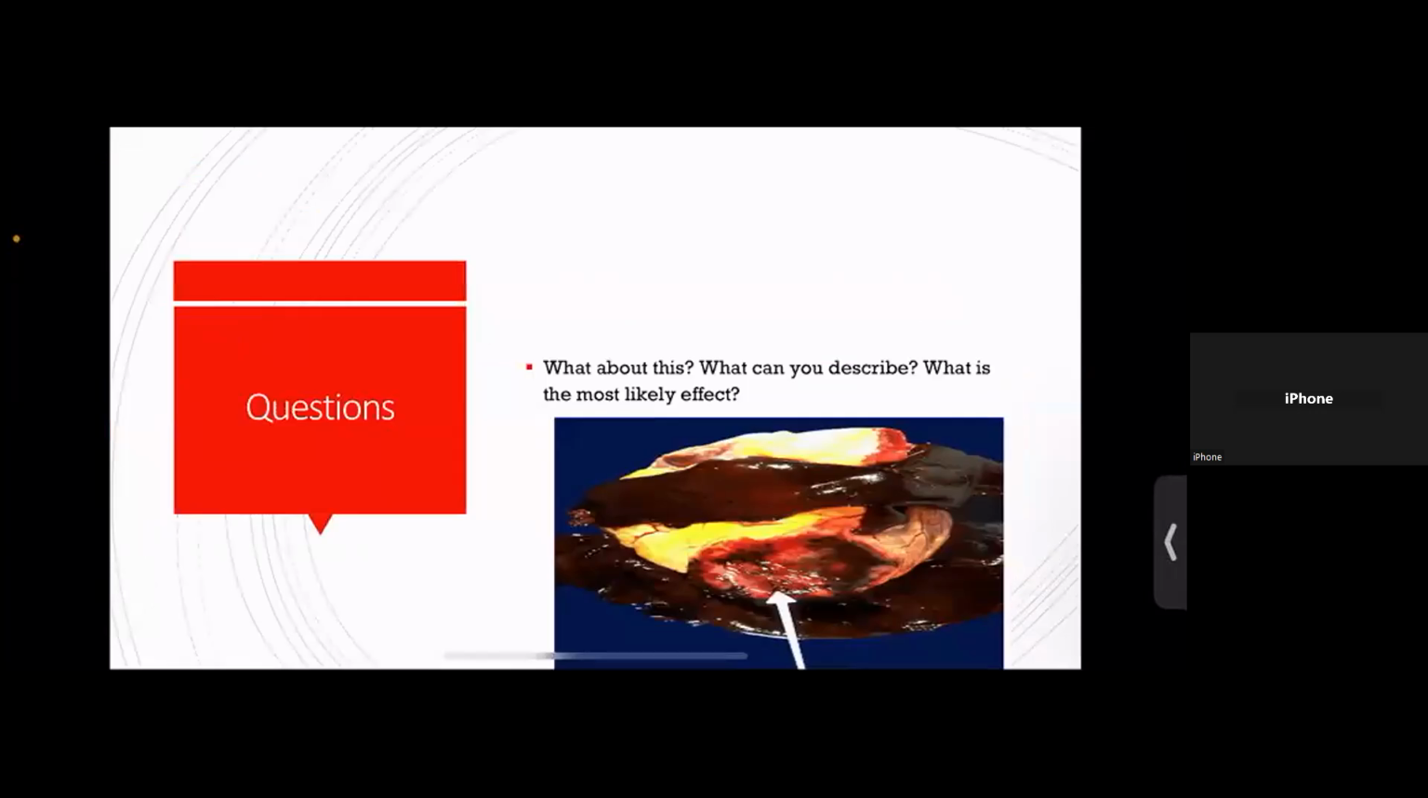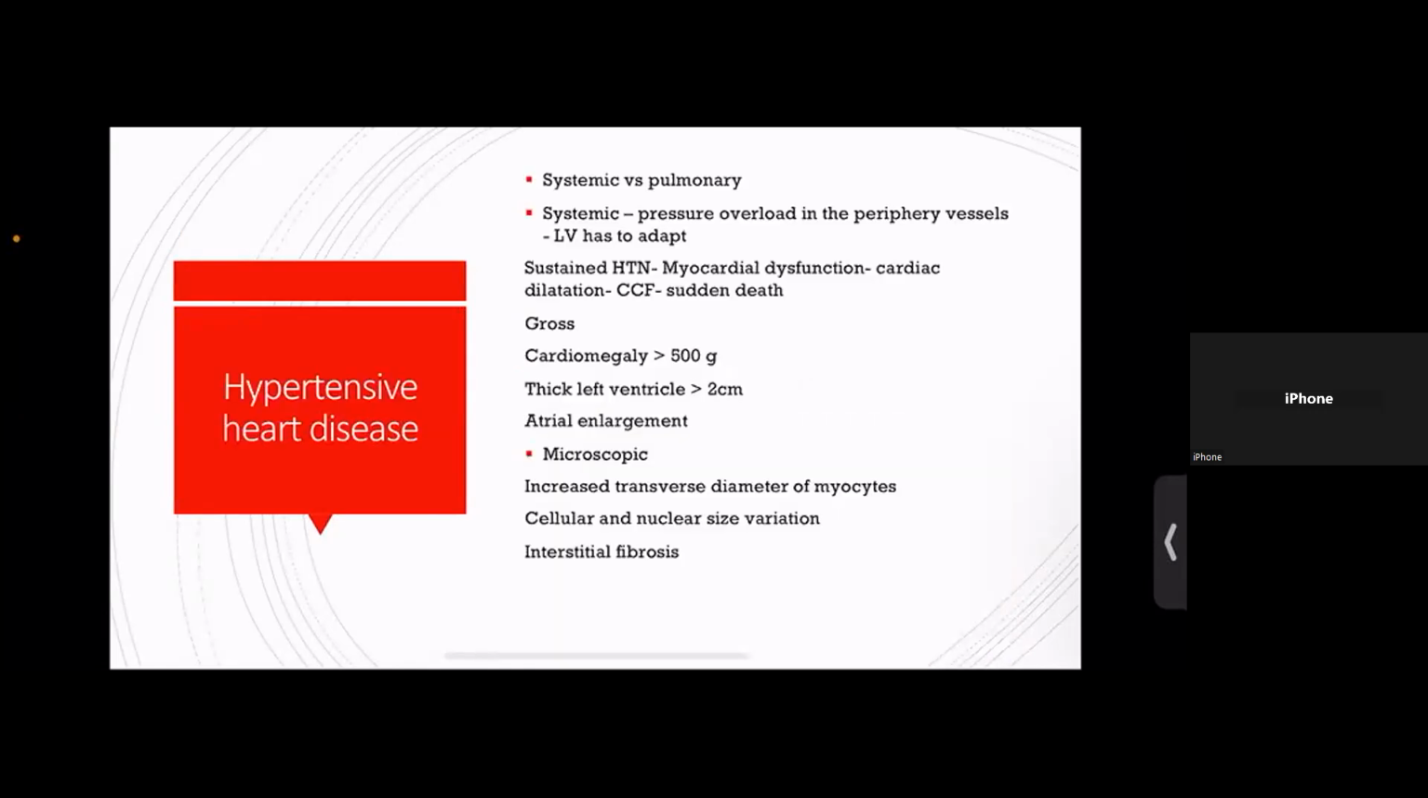Then what about here? What happened? You can see this is the left ventricle. You can see areas of hemorrhage, and this looks like clot. You can see the dark areas, the red areas, areas of hemorrhage, areas of ischemia. What is the most likely effect? This is a cardiac tamponade. So the left ventricle wall has ruptured. You can look at that during your own time.